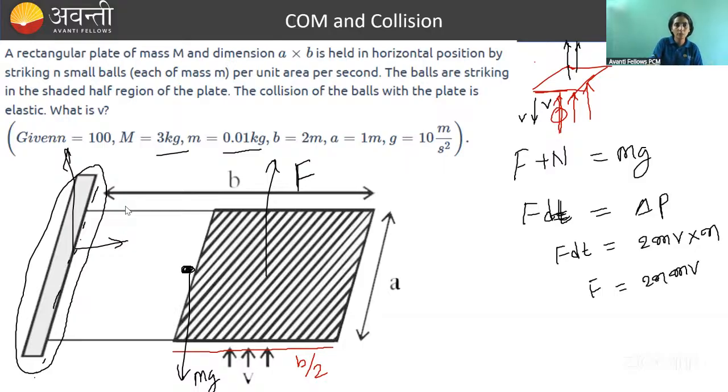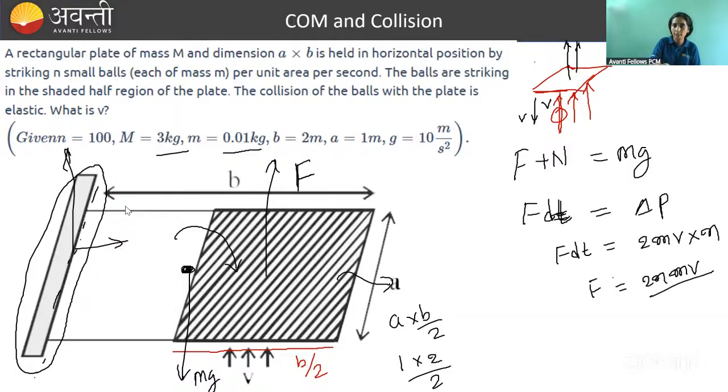No, there are also n number of balls striking per unit area per second. So how much area is this? This area is equal to A into B by 2. Put the values here. What is the value of A? 1. B is 2 meters, by 2. So the area is 1 basically. So if on this area n bullets are striking per second, then this is correct. 2nmv, the force is this.